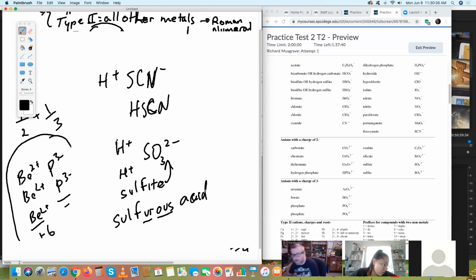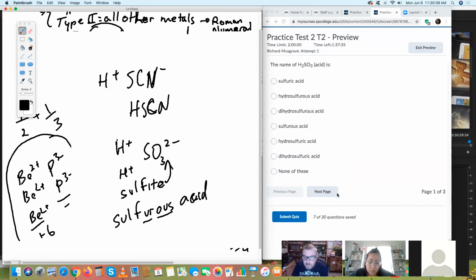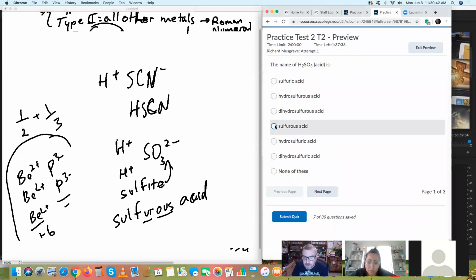Again, it's multiple choice, so you know that sulfus isn't right, but sulfurous would be correct, and there it is there. But again, it's a polyatomic ion, so you know there's no hydro out the front, so none of those are right. Sorry, sulfurous acid is the answer.